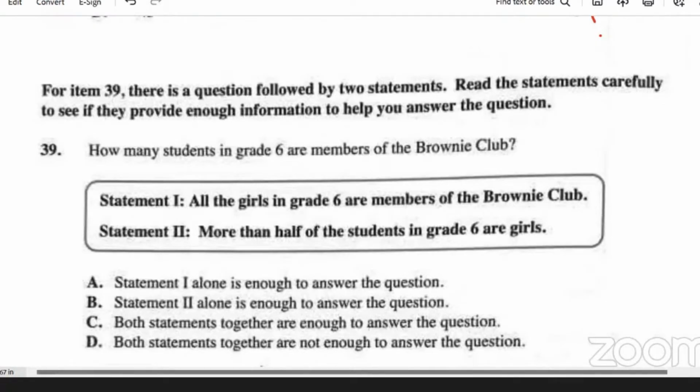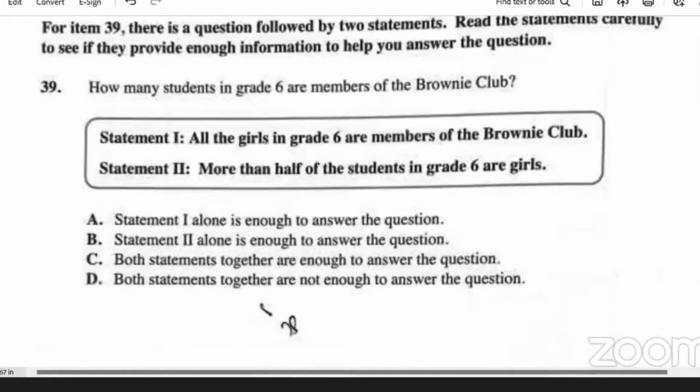Can we determine the answer from statement 1 alone, or statement 2 alone, or both are enough, or both are not enough? What would you think? Right? So it tells us that all the girls in grade 6 are members of the Brownie Club. But there's nothing that gives us a number to work with. It didn't give us the number of boys, it didn't give us the total number of students in the class, it didn't tell us the number of girls in the class, right? To know how many are members of the Brownie Club. So both statements together are not enough. The answer for question 39 is D.